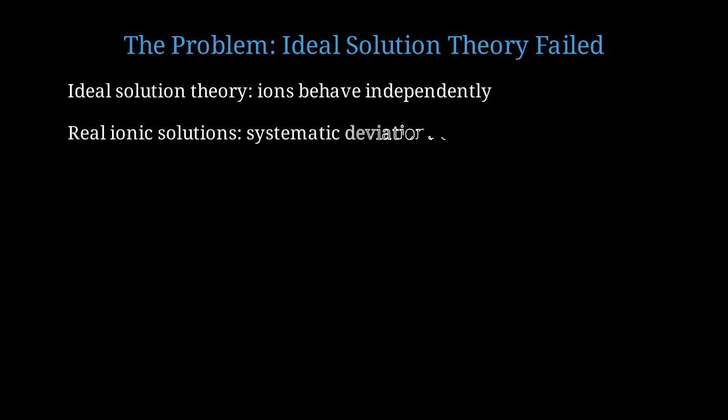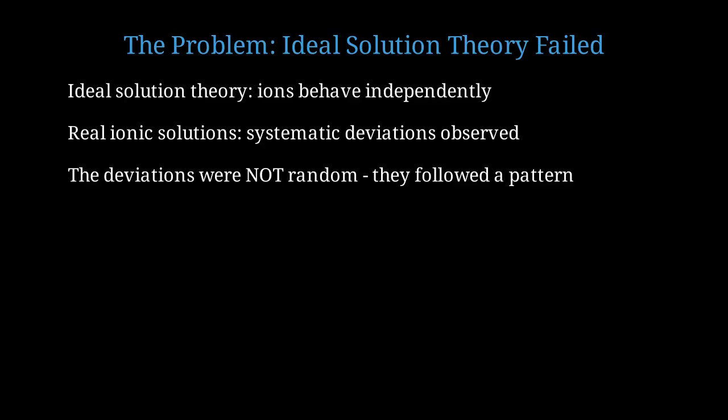But for ionic solutions like sodium chloride and water, measurements of activity coefficients and conductivity showed systematic deviations from the ideal predictions. The crucial observation was that these deviations were not random. They followed a very specific pattern that demanded explanation.